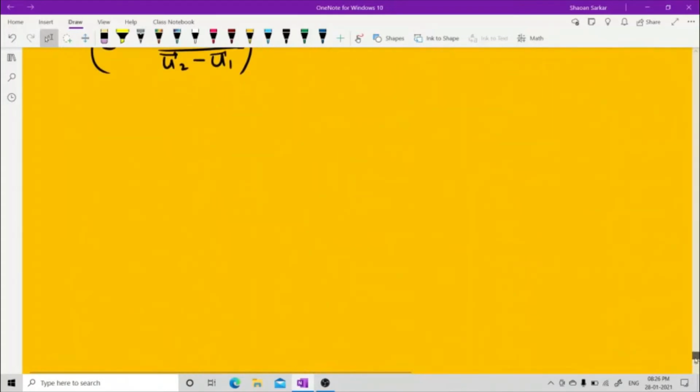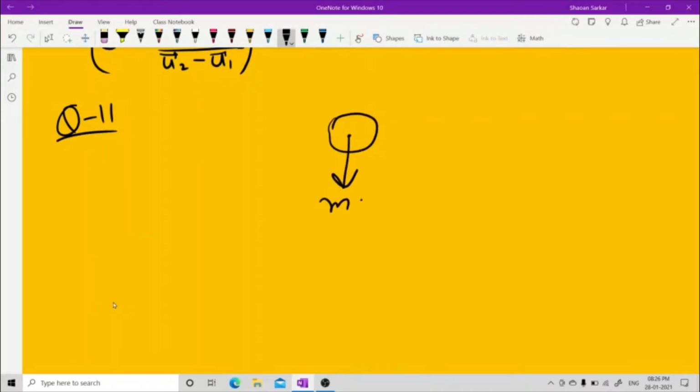Now the concept is here. Question number 11. This is my balloon. This has a weight mg. This is the reaction of the air, and this is going with an acceleration a. So R minus mg is equal to m a. Let me write it here.